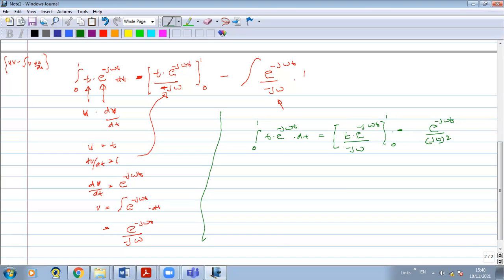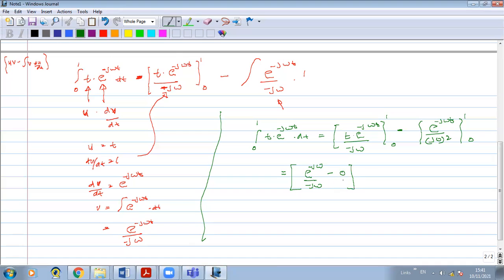Okay, so it will be plus, and here minus, so we will have a minus value. This is also from 0 to 1. So if I apply these lower limits and upper limits, we have 1 to e to the power minus j omega over minus j omega, and minus j omega minus 0.